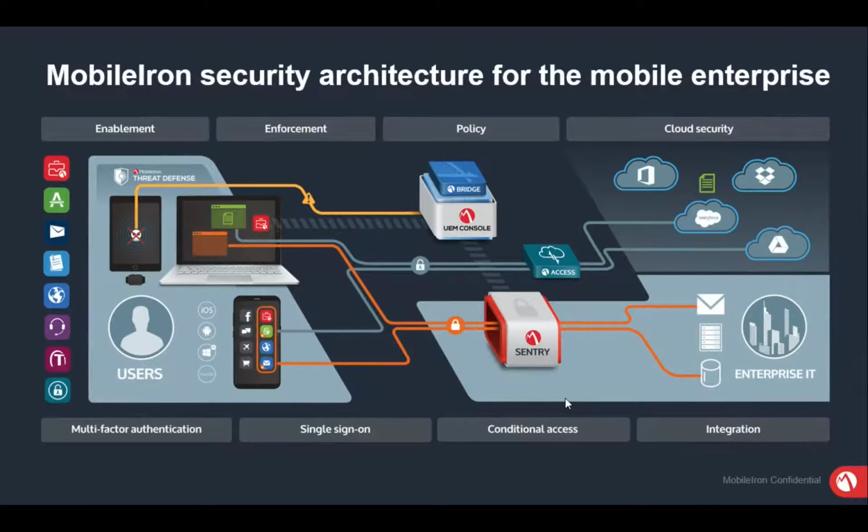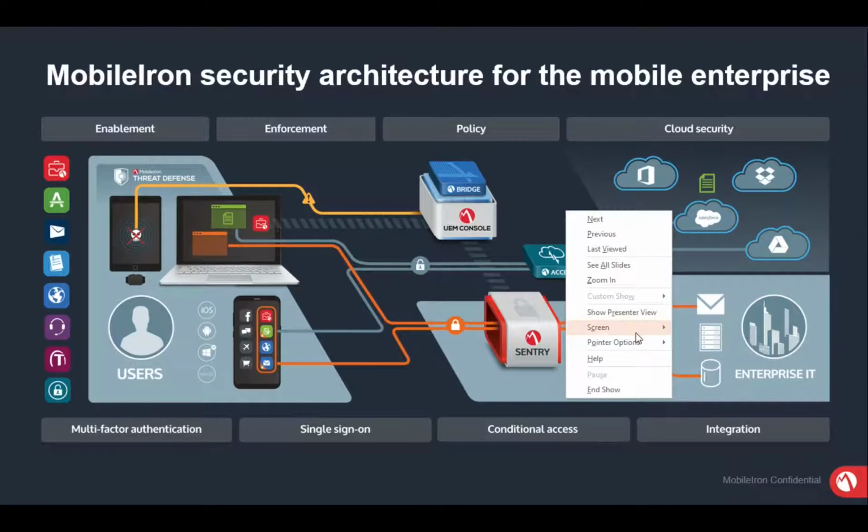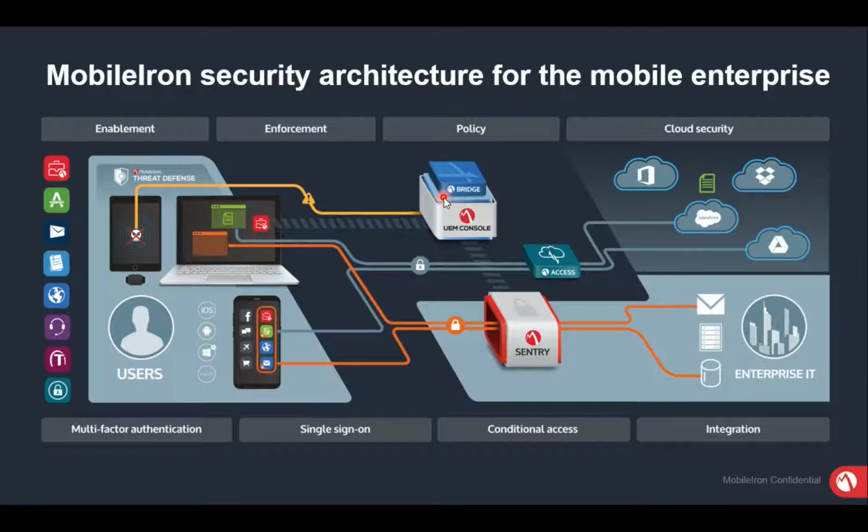This is the high-level architecture of MobileIron. We basically have two servers in the DMZ. One is the EM console, and the other is the Sentry. The EM console is the heart of the solution, used to manage policies, configuration, devices, users, and everything. Sentry just acts as a gateway. Upon successful authorization and authentication from the EM console, Sentry allows access to the backend services, whether on-prem resources or in the cloud.